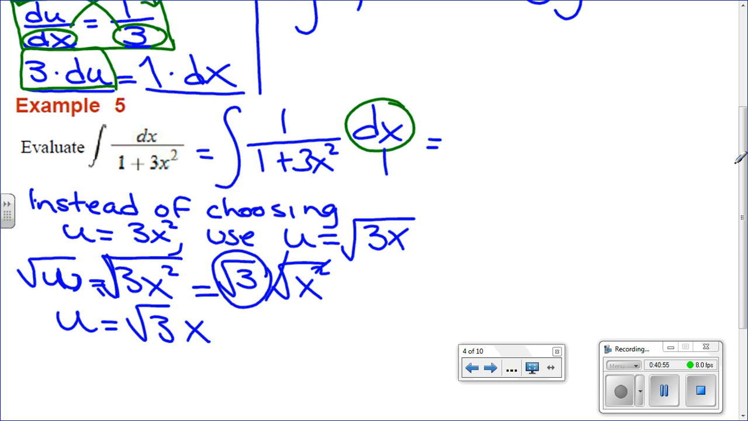So we don't use u equals the square root of 3x? The x will be outside. So the square root of 3, yes, and then the x will be out there. The square root of 3 is the coefficient of the x.